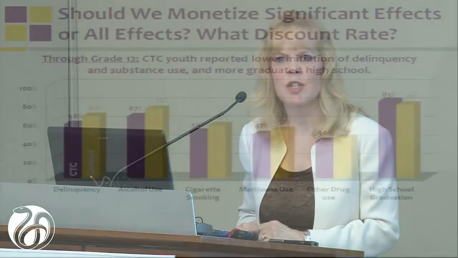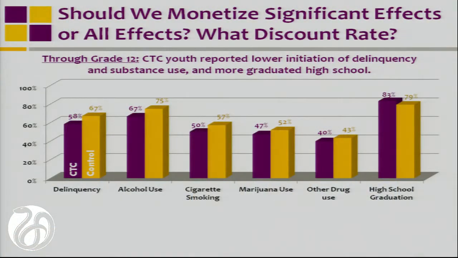I want to turn here to the benefits side, and the questions that I want to share with you here had to do with, should we monetize significant intervention effects only, or should we consider all effects? And what discount rate should we use in bringing those benefits projections back to the present? As a reminder, through grade 12, CTC youth reported lower rates of initiation of delinquency and substance use and more graduated high school, but not all of those effects were significant, just the ones to the left of the line.